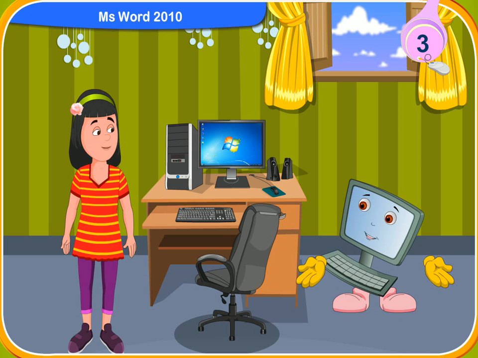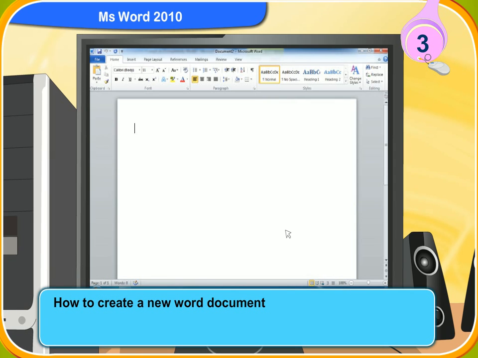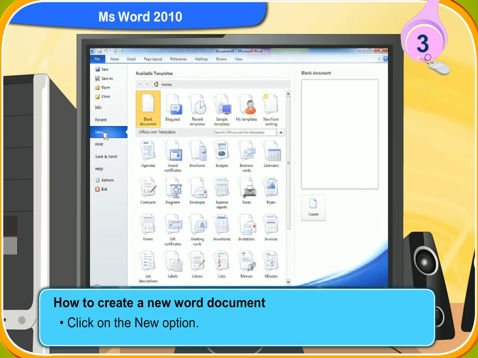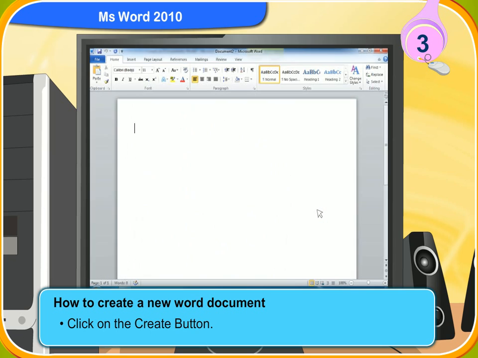First, let me tell you about the steps to create a new document. Click on the File tab, then click on the New option. The New Document dialog box appears. Next, click on the Blank Document option from the Blank and Recent section and click on the Create button. The new document area appears. You can now type anything on the page with the help of the keyboard.